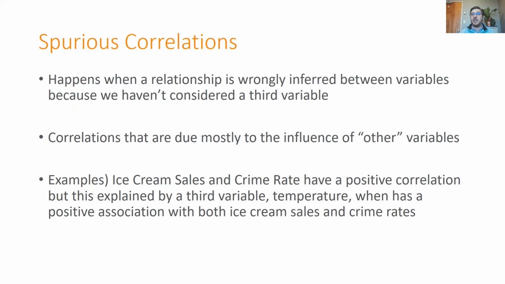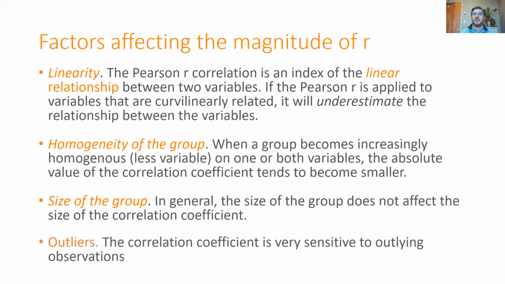As the weather gets hotter, ice cream sales increase. As it gets warmer, crime tends to increase as well. So the correlation between ice cream sales and crime rate would be a spurious relationship explained by the temperature or weather.